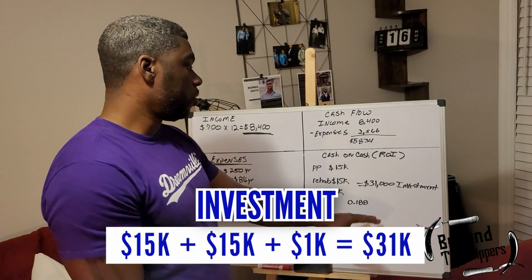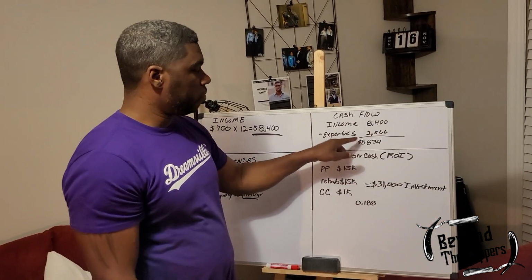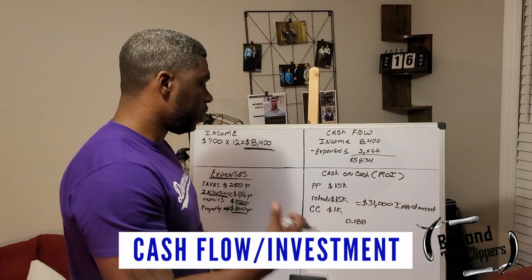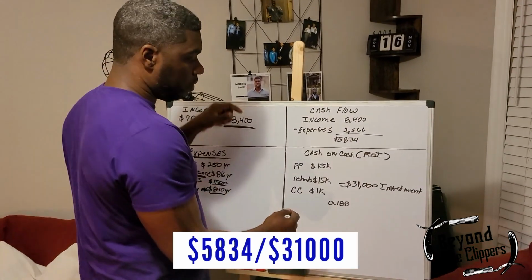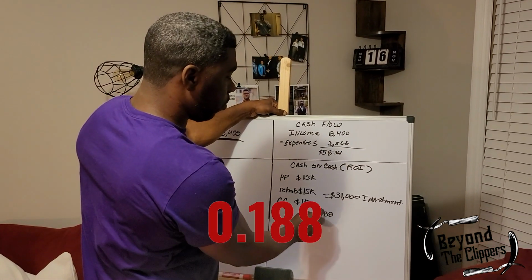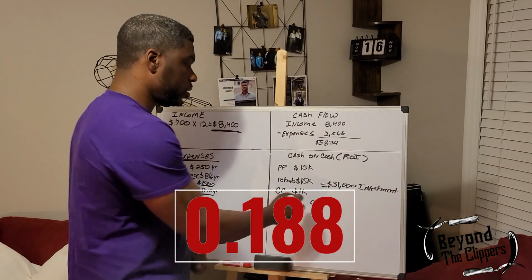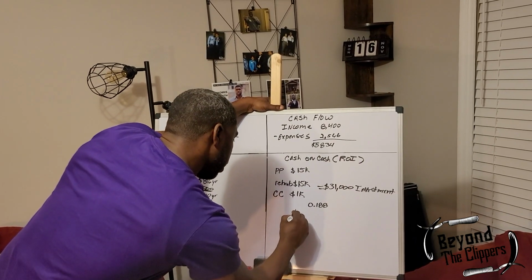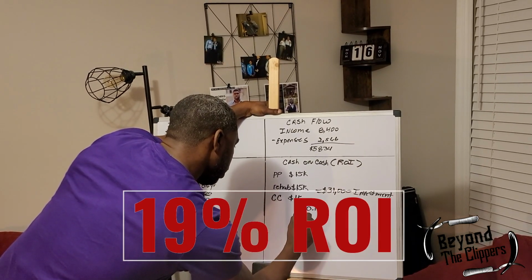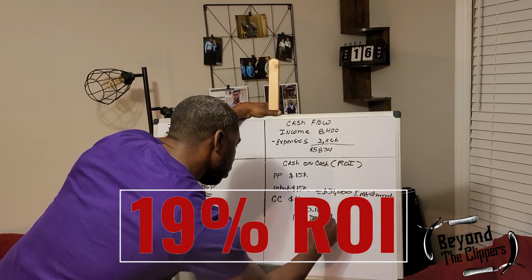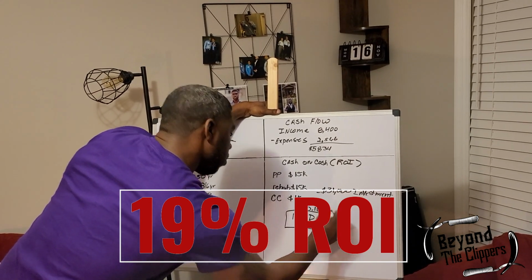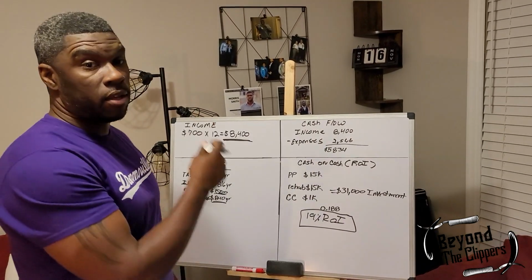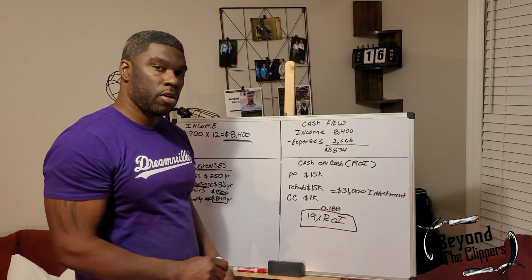Now, what you do is you divide your cash flow by your total investment. When I did that and divided that number, that gave me 0.188. And so what you do is you just round this number, which will give you 19%. So this is your ROI on your total investment, and that is a great investment. So this is a great return on your investment.